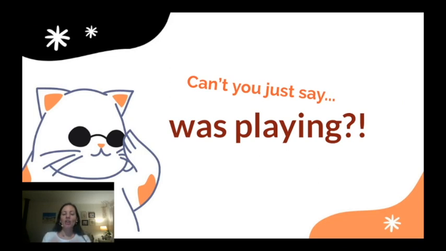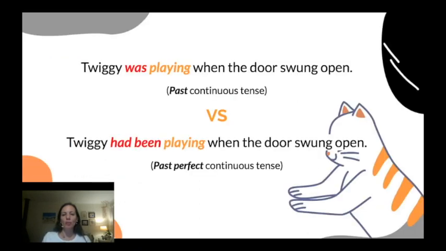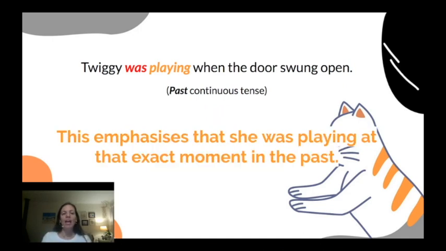So I know what you're asking. Why can't we just say she was playing when the door swung open? So once again, there is a bit of a difference in meaning. Twiggy was playing when the door swung open is obviously in my past continuous tense, and Twiggy had been playing when the door swung open is in my past perfect continuous tense. In the first example, in the example where it says Twiggy was playing, this emphasizes that she was playing at the exact moment when the door swung open. Okay, at that exact moment in the past, she was playing.